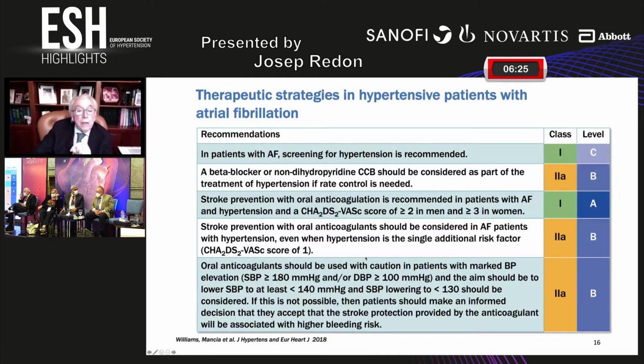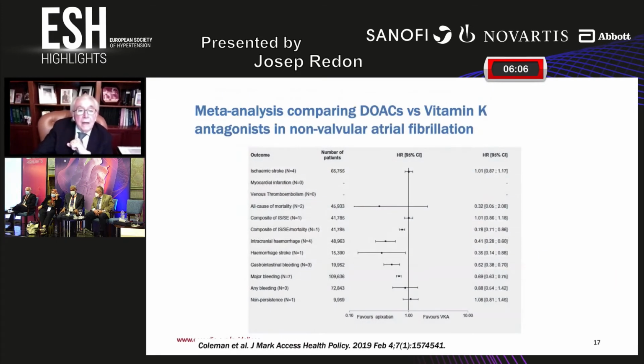The oral anticoagulant should be used with caution, and of course you should try to lower blood pressure below 140, but initially below 140 I don't like it. In the follow-up, yes, but not at the first moments when you start. Of course, there are two possibilities: to use vitamin K antagonists or the direct oral anticoagulants.